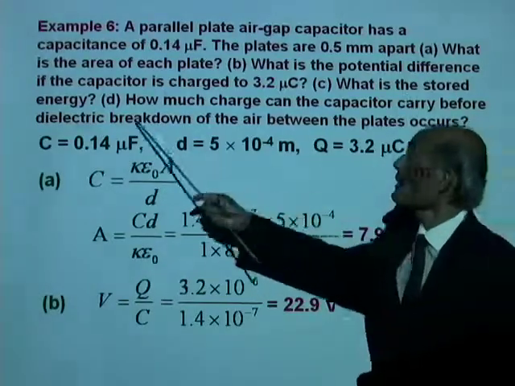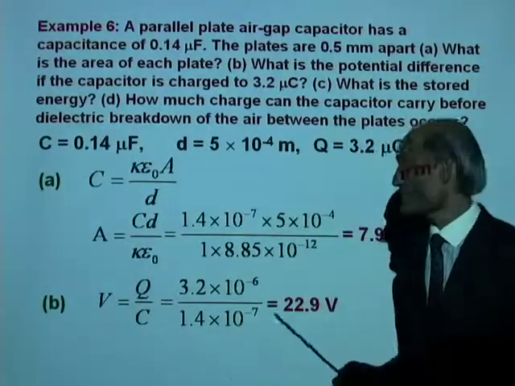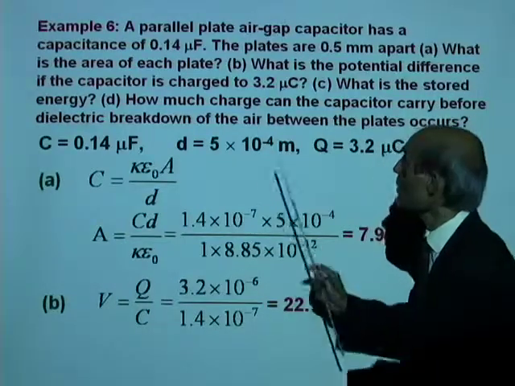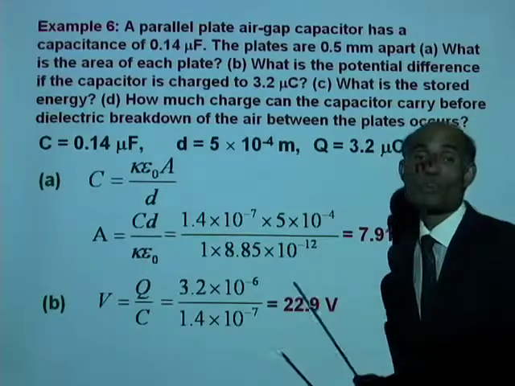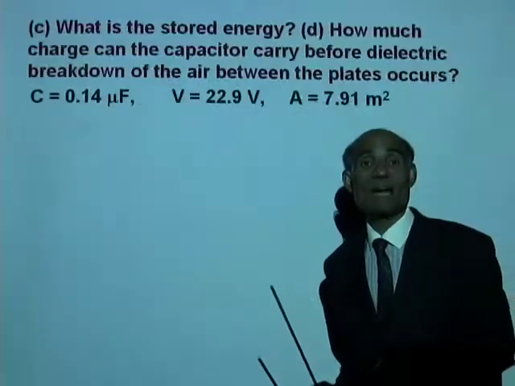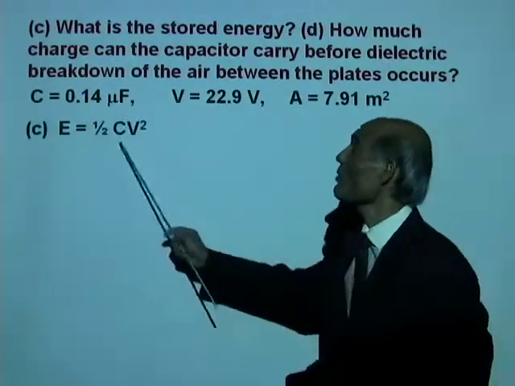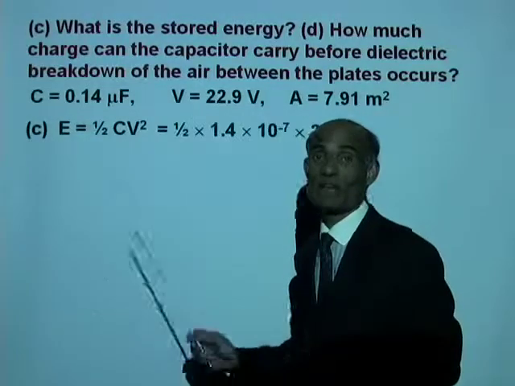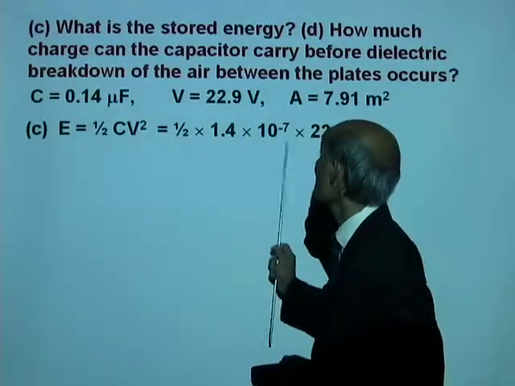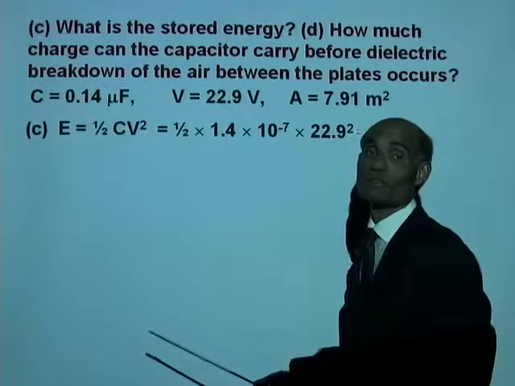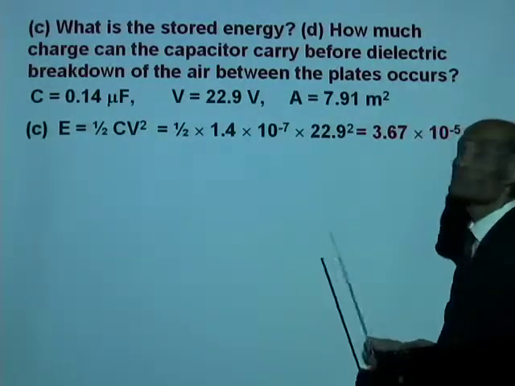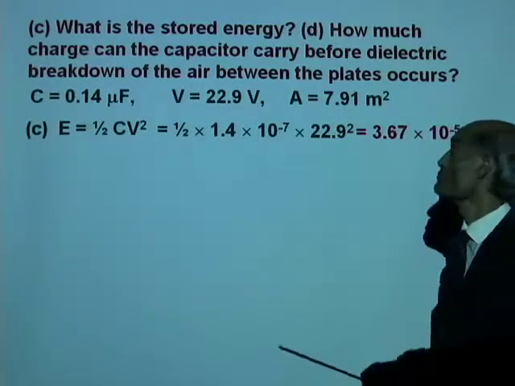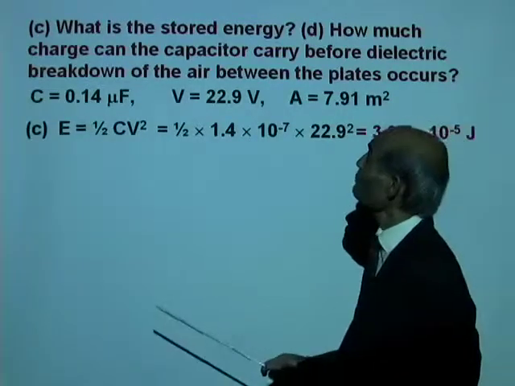What is the stored energy in the capacitor? You know the value of C, you know the value of V. The stored energy is 1/2 CV squared. Use the values of C and V, and we get the stored energy is 3.67 times 10 to the negative 5 joules.